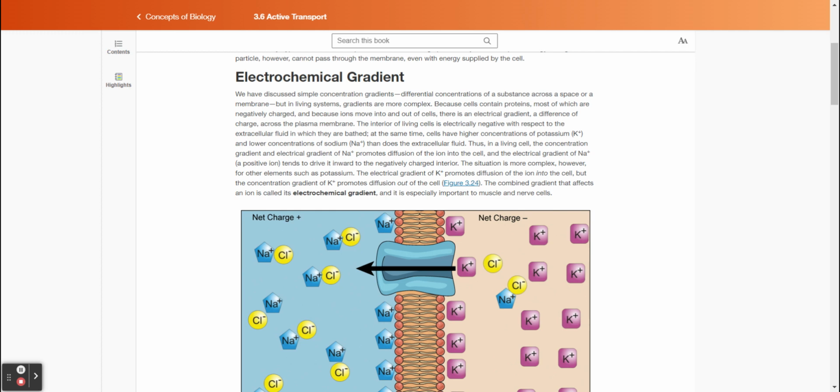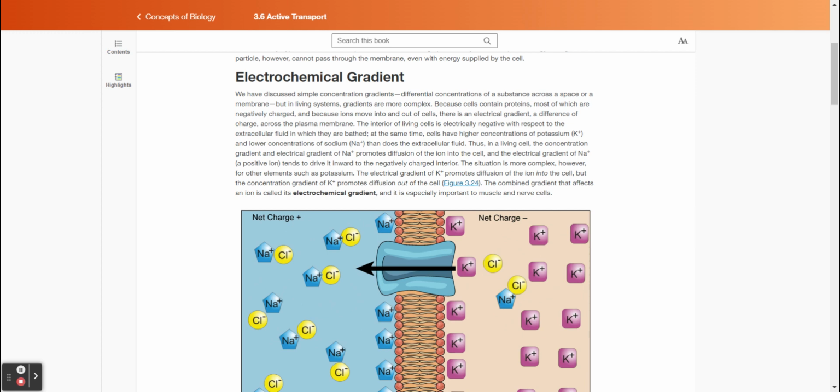At the same time, cells have a higher concentration of potassium and lower concentration of sodium than does the extracellular fluid. Thus, in a living cell, the concentration gradient and electrical gradient of sodium ions, Na+, promotes diffusion of the ion into the cell, and the electrical gradient of sodium ions, a positive ion, tends to drive it inward to the negatively charged interior.